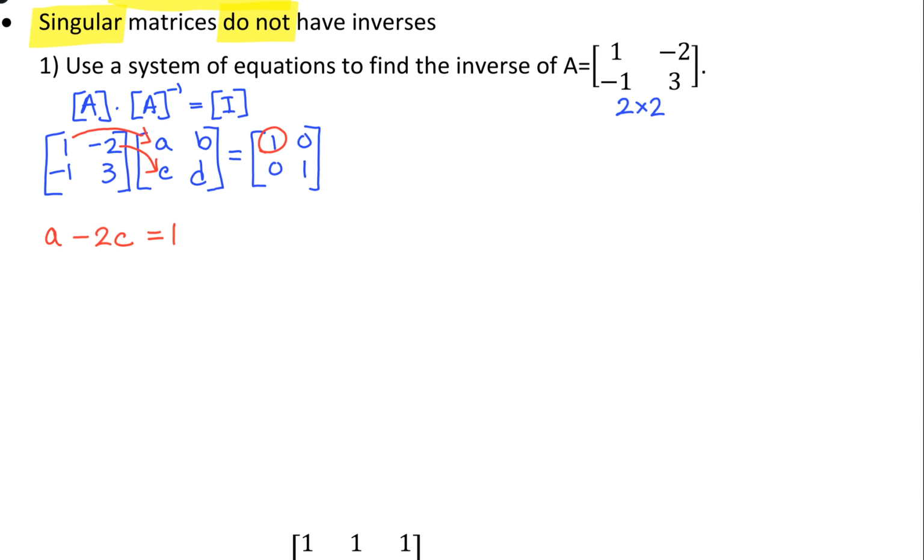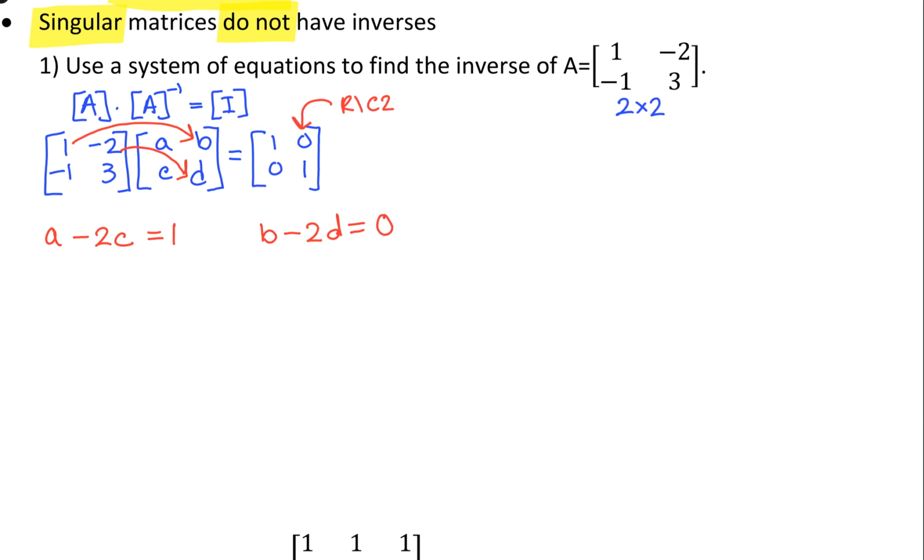Then I can do the same thing with row 1 and column 2. So I'm going to go around to each of the columns. Row 1 now times column 2: I have 1 times B, so that gives me B, minus 2D, and that's row 1, column 2. Then I look on the right at row 1, column 2, and that's what it's going to equal, so it equals 0.